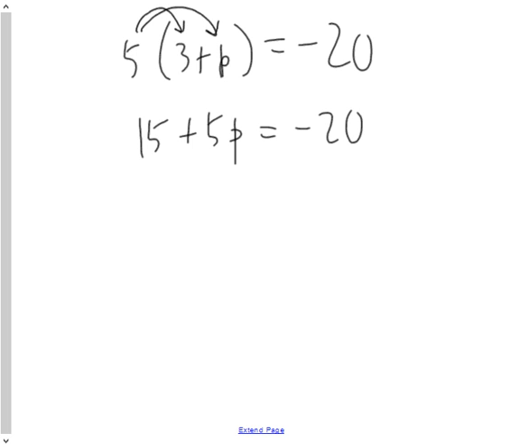So this equation will change when I use distributive property into something that I've seen before. This is a grade 7 equation now: 15 plus 5P equals negative 20. And once I have done this, this is called expanding.